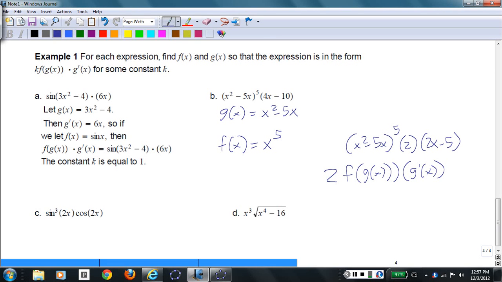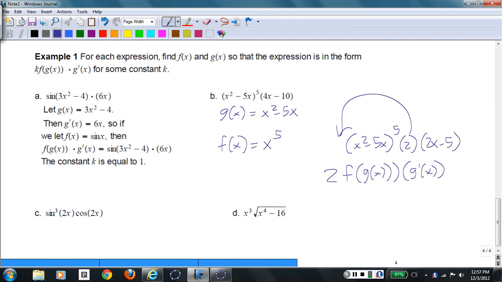So we see the inside function. We see it's raised to the 5th power. We see the derivative of that inside function there, 2x minus 5. And we had to factor out a 2 to get that 2x minus 5. So I just took the 2, brought it out in front, and then it looks like this.